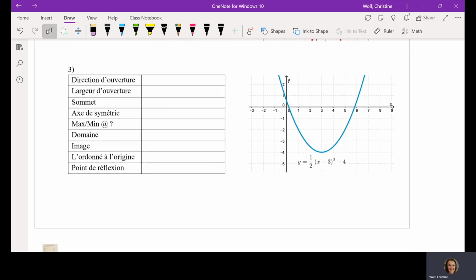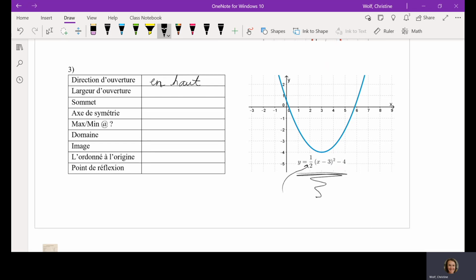OK, pour numéro 3, on va faire une autre. Cette fois-ci, vous avez les deux. OK? I'm going to try to pull everything out from the equation that I can. OK, just to show you guys how the equation works. So, direction d'ouverture. Cela vient de si ce valeur-là, c'est positif ou négatif. So, parce que c'est un positif 1,5, on sait que ça va être en haut. And then we can use our graph to confirm. Oui, clearly, c'est en haut.